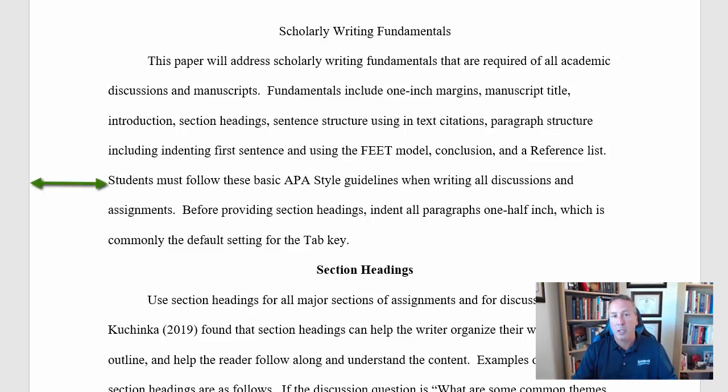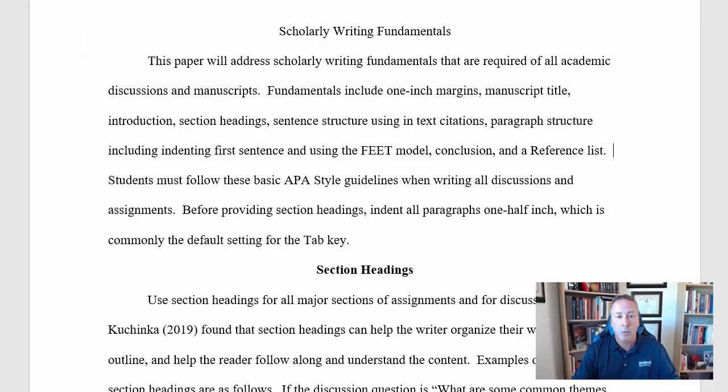So first off, 1-inch margins. This doesn't apply to discussions, but when you have a manuscript, a paper, make sure you have 1-inch margins. Manuscript title, make sure you have a title that's somewhat descriptive of what's in that document or that discussion. Always provide an introduction. Let the reader know, whether it's a discussion or a paper or whatever type of manuscript, what that document's about. Let them know what's included in it.